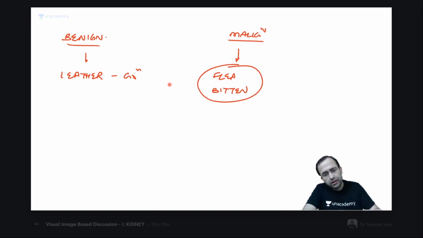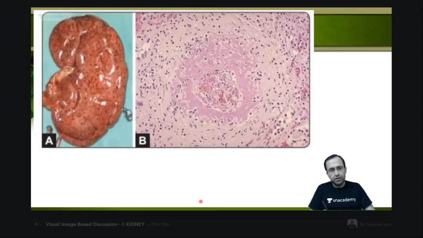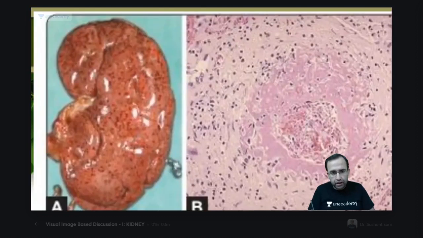On the capsule of the kidney, the capillaries rupture, giving it a flea-bitten appearance. I'm not interested in the other diseases with flea-bitten appearance. We will see that at a later point, not in today's session. Now, have a look first at this image. Just the gross, forget the microscopy.